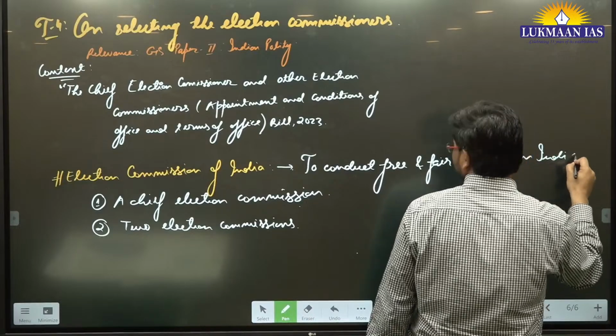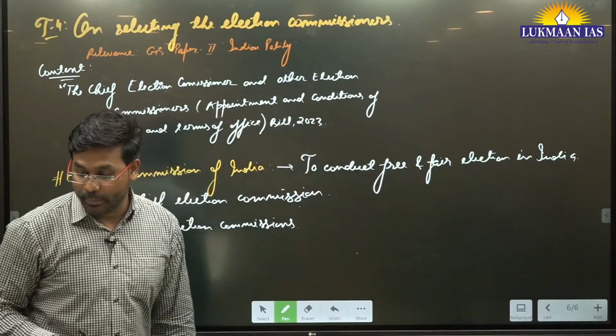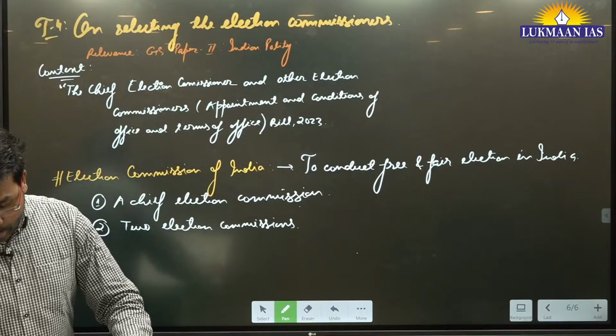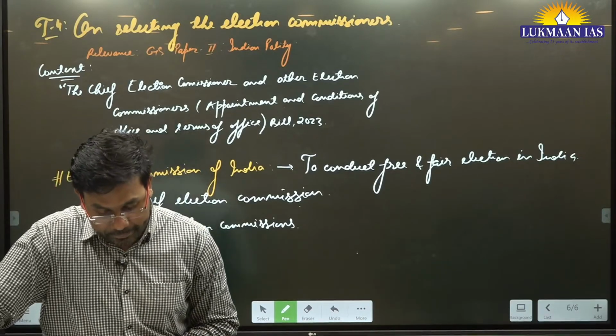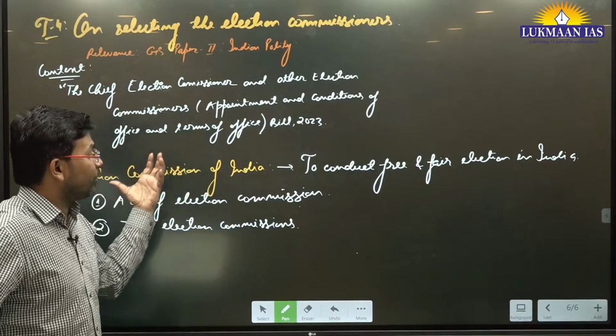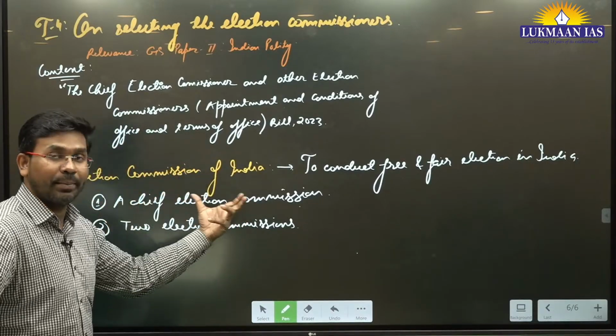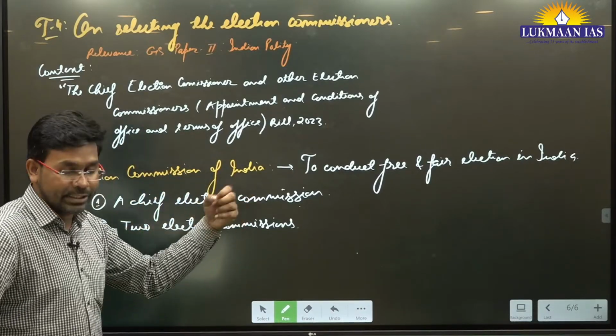And this Election Commission of India is a constitutional body. Under Article 324 of the Constitution of India, they have mentioned the Election Commission of India. It says that the Election Commission of India will comprise a Chief Election Commissioner and two other Election Commissioners.